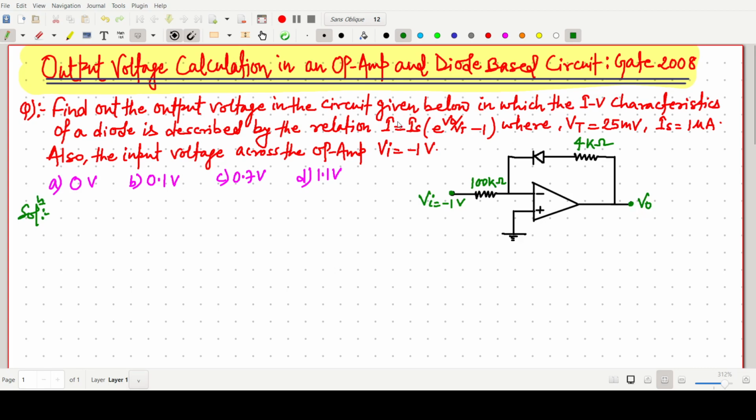The given thing in this question is a diode is connected. So this one is the diode. I am writing this one is a diode D, and one relationship is given, that is basically the diode equation: I equals Is e to the power Vd by Vt minus 1, where Vt is the thermal voltage and Is is the saturation current. So we have to find the value of V output.